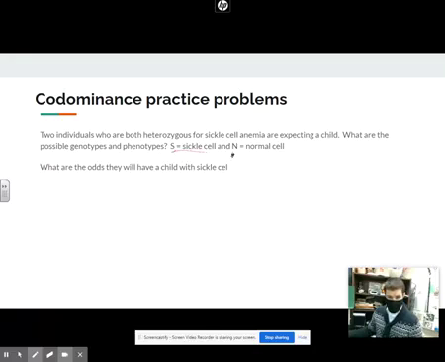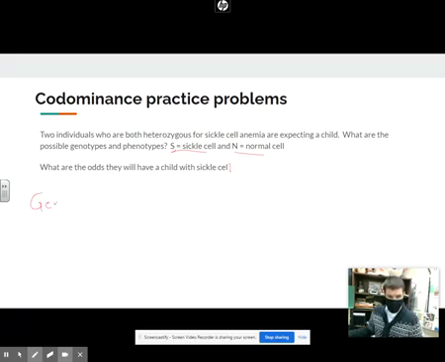Big S is sickle cell, big N is normal cell. And we're talking about the cell shape as our phenotype. And then we also want to know what are the odds that they'll have a child with sickle cell anemia. I don't know where the other L went. There should be another L there. Okay, I'll pause here. I'm going to let you set up your problem, and then we'll come back and we'll work through it and show you the answers.